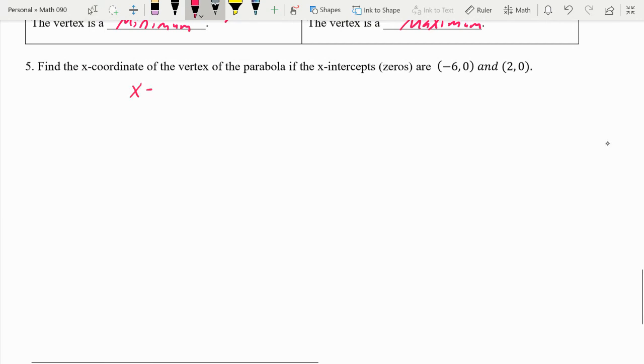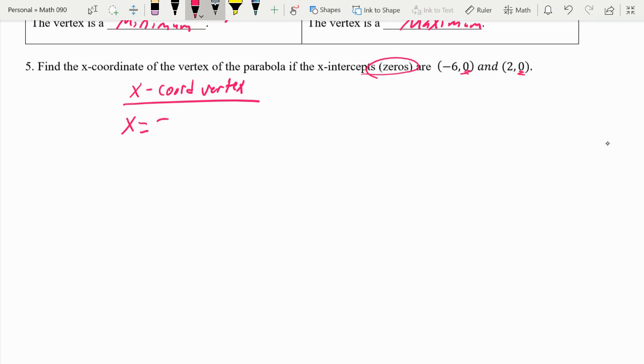So the x-coordinate of the vertex, we end up with x is equal to, because they gave us the zeros, you'll notice there's 0, there's 0. They gave us the zeros. Add the x-coordinates together and divide by 2. So we end up with x is equal to -4/2. X is equal to -2.